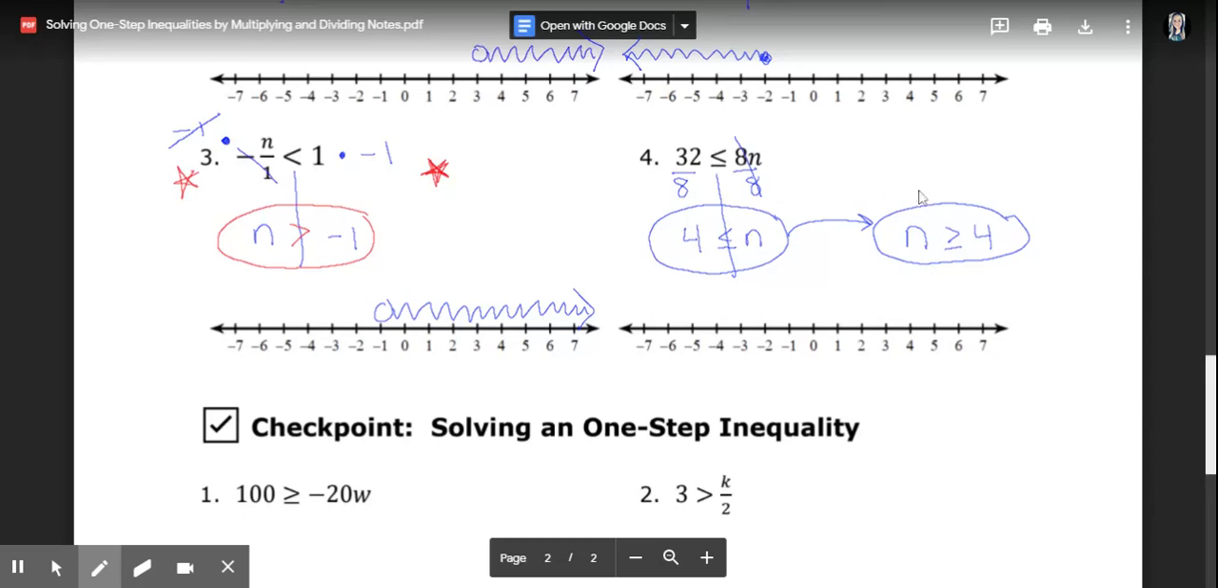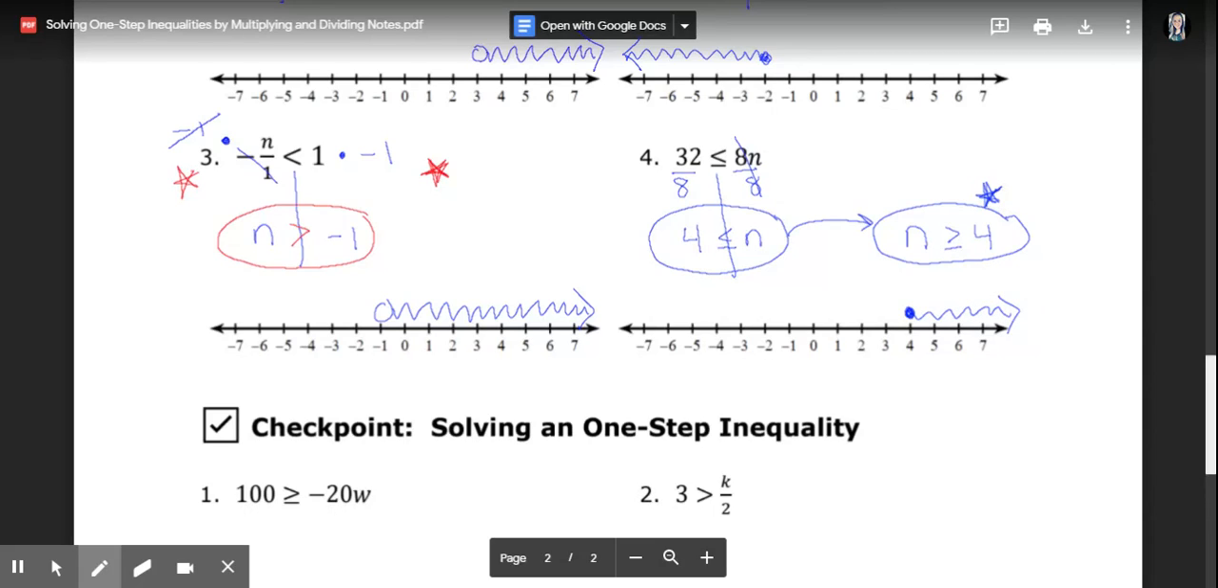To graph, we're going to make sure we graph it based off this answer. So this answer says I need to put a closed circle on 4 because of that underline. And I'm looking for the numbers greater than 4. Greater than goes to the right. So shade all the way through with an arrow on the end.